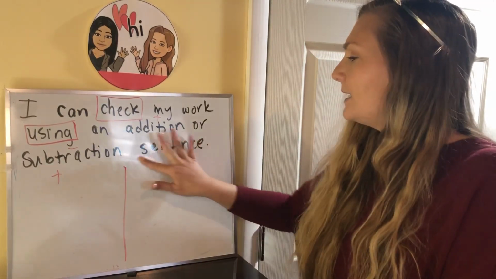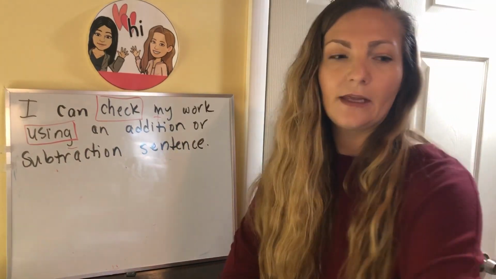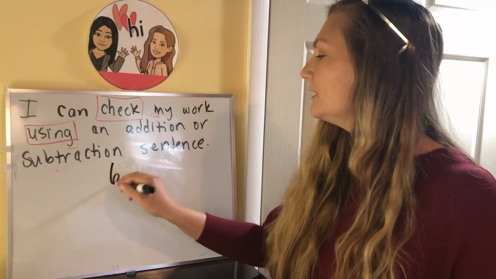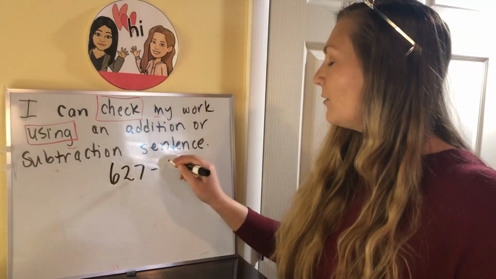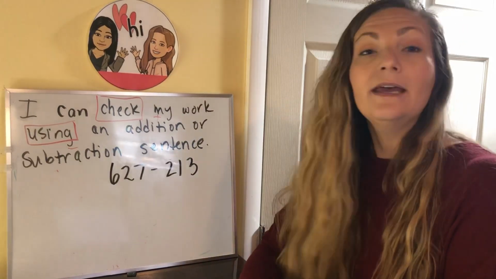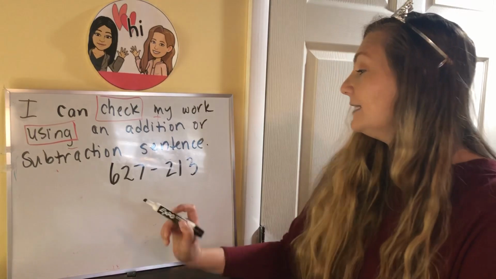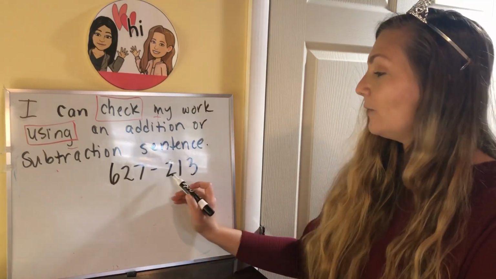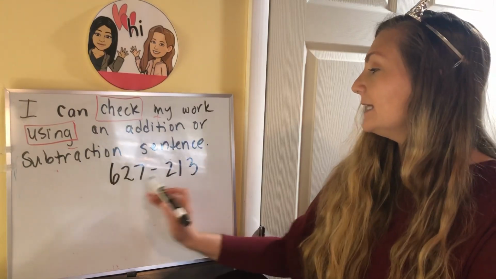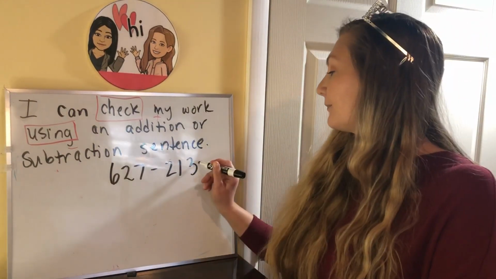We'll start with an example. So our first example is 627 take away 213. I'm going to try mental math for this because I see here I can do 6 take away 2 with no regrouping, 2 take away 1 with no regrouping, and 7 take away 3 with no regrouping. So I'm going to try mental math.